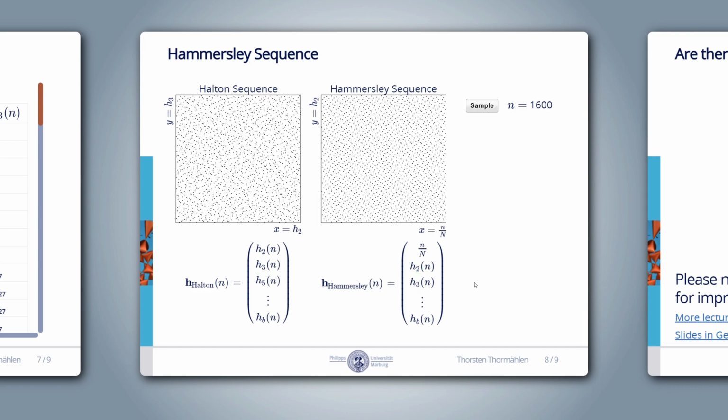Now, there is a fast implementation of computing H2 without using a loop. This can be achieved by rearranging the bits in a 32-bit unsigned integer. However, this only works for H2. This means that the first 2 dimensions of the Hammersley sequence can be computed very fast.